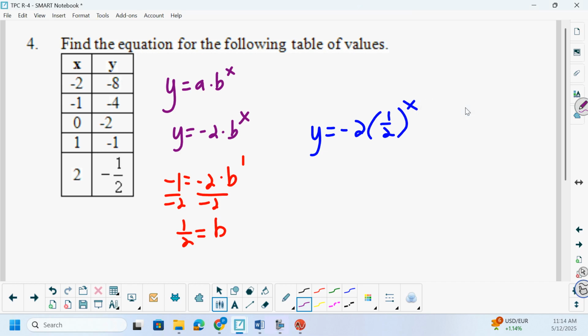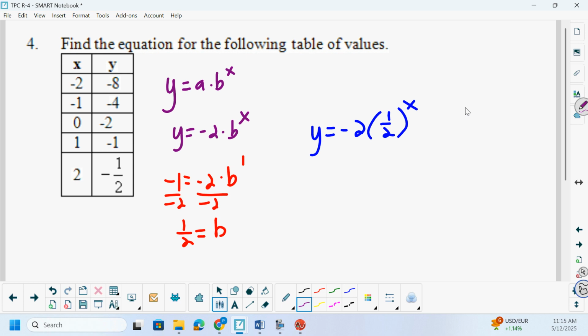Okay, so in number 4, we had -2 as the a value because that was our y-intercept. I chose to make life easy and subbed in the 1 and -1 for x and y. You eventually get b is a half, so we have y equals -2 times 1/2 to the x.